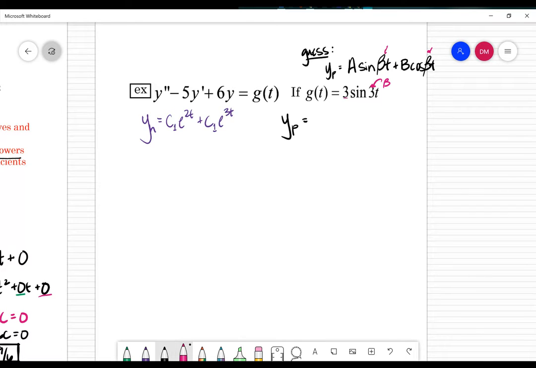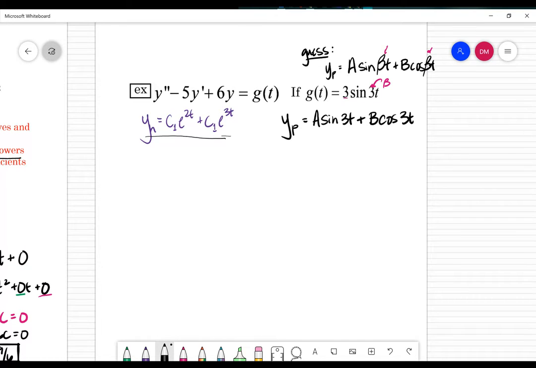So this is going to look kind of like what we did with the last one. We need both terms. G of t only has a single term, but for y sub p, I need both terms. I'm going to be solving for a using a sine of 3t, and I'm going to be solving for b using b cosine of 3t. But again, because the sine and cosine of 3t did not match anything in y sub h, I don't have to worry about including an extra factor of t.